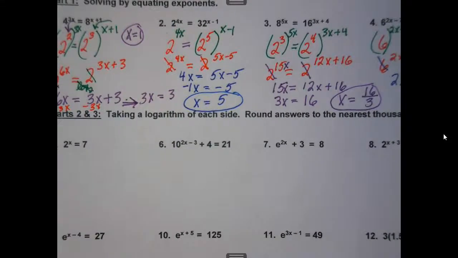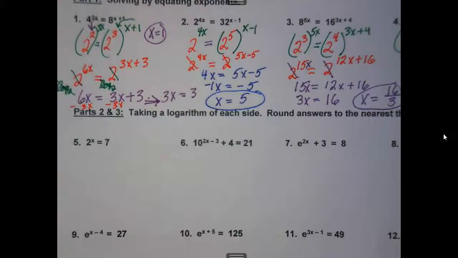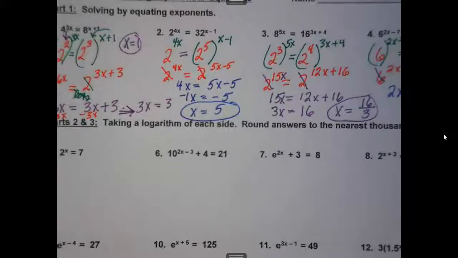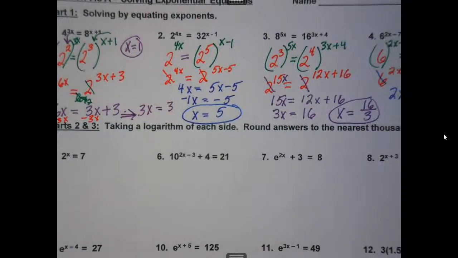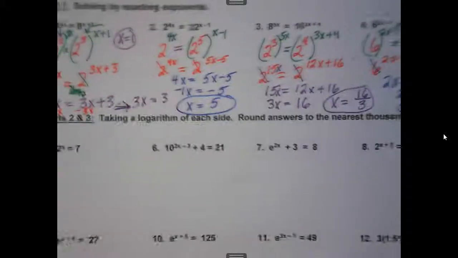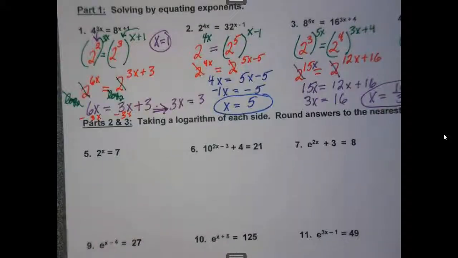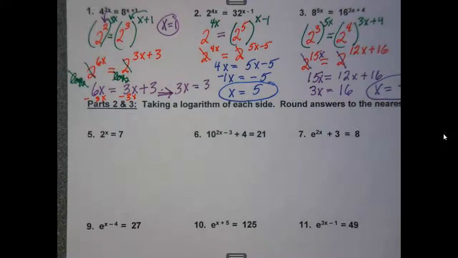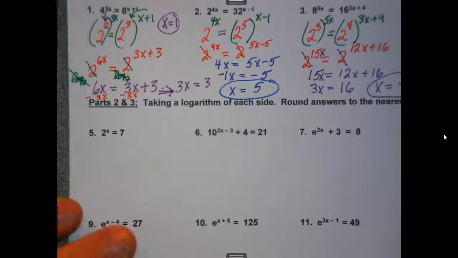All right, so parts 2 and 3, it says taking a logarithm of each side and then round your answers to the nearest thousandth. So how many decimal places? 3 decimal places.